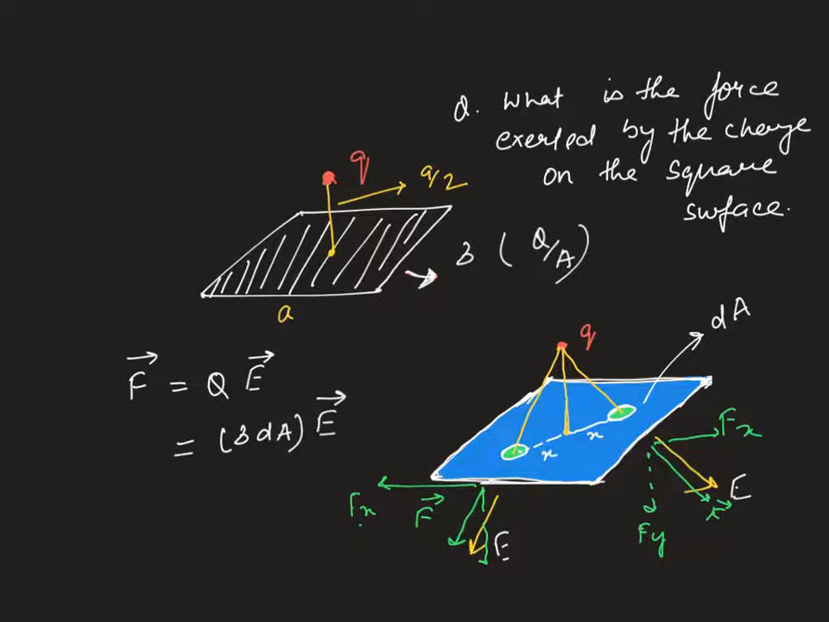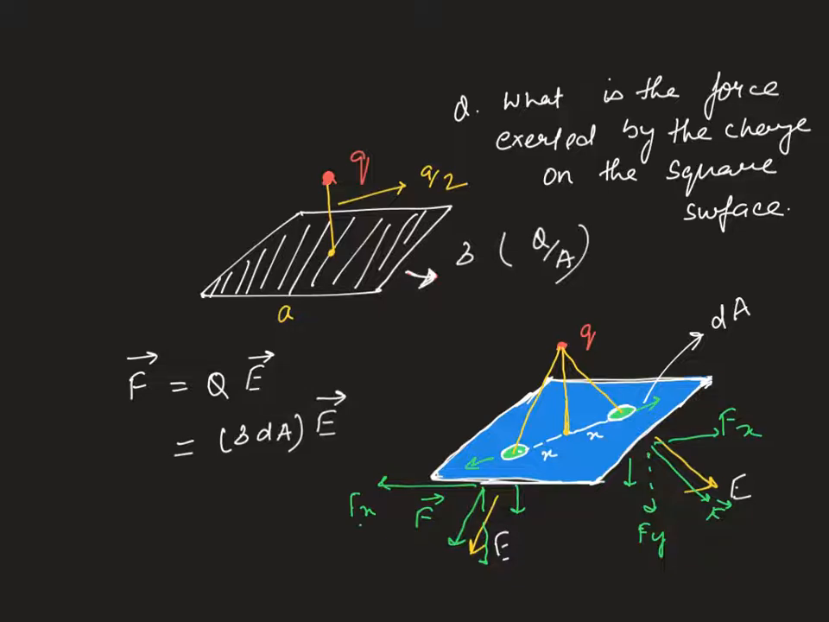Since they are symmetric, you can draw Fx here also. Let me show you. This will be the direction of Fx on both charges. And you can see that both the Fx are equal and opposite, and they will get cancelled out. Whereas both the Fy are downwards and they will get added up.